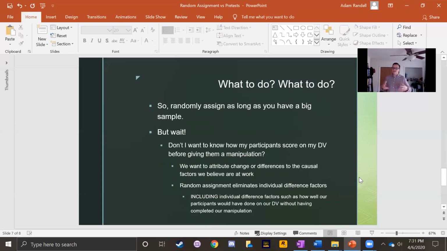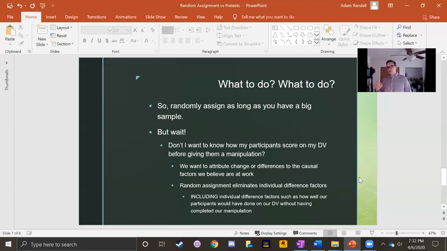So if you have access to a large enough sample, randomly assign, because it's pretty simple to do. All you do is make sure that people are randomly allocated to which condition. No time is required in doing that nowadays with the technology we have, or at least very little time.